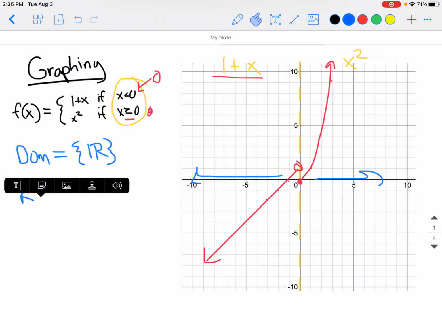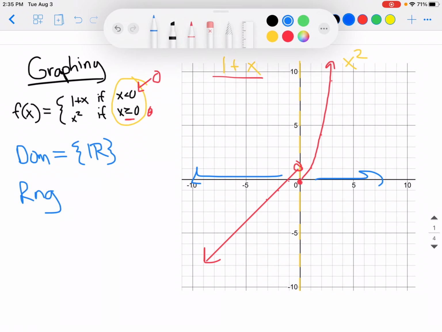So sometimes you got to watch out, because sometimes the range might be impacted. Like, you might have a graph that looks something like that. So, you know, it tops out at something or it bottoms out at something, but we don't have that here. So our range is also going to be fairly simple. All reals as well. As for the intercepts, we have a y-intercept at 0, 0, and then we have an x-intercept at -1, 0. There we go. That's all the information from this piecewise function.